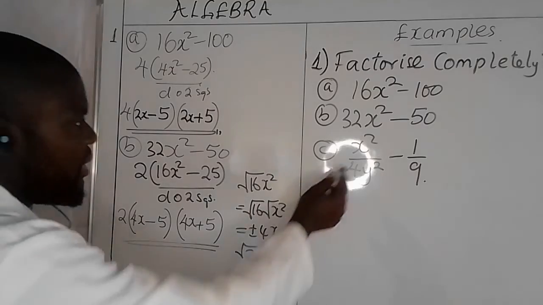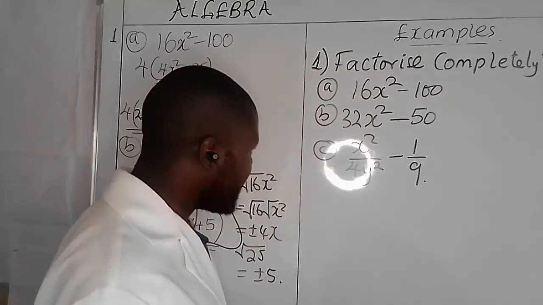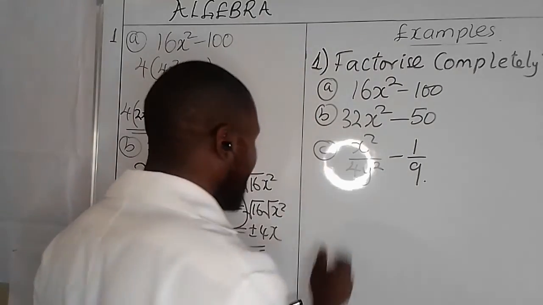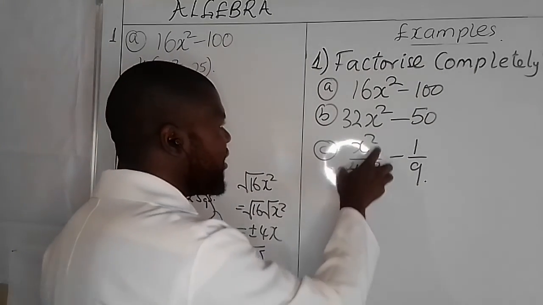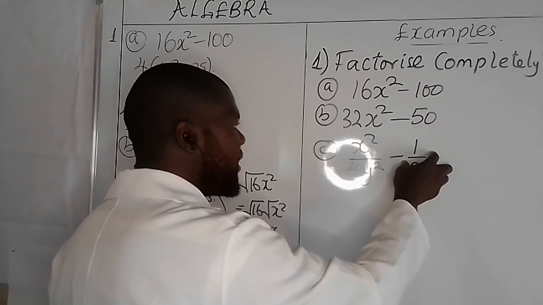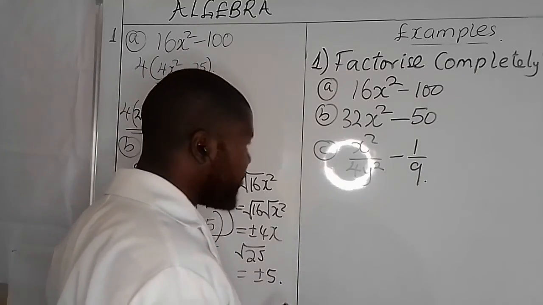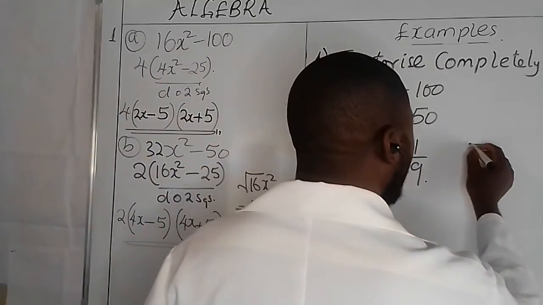Okay, I'm getting our last question here. Again, you need to identify that this one is a perfect square and this one is a perfect square. Now, this is a perfect square, so get its square root.